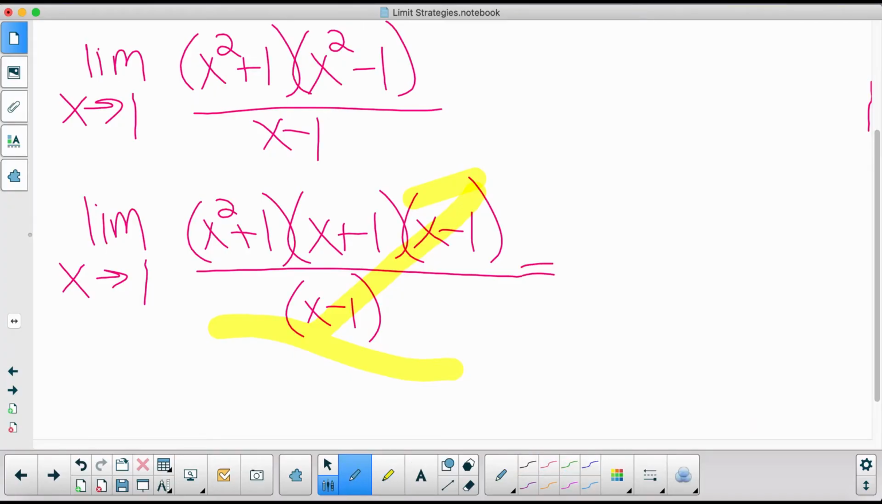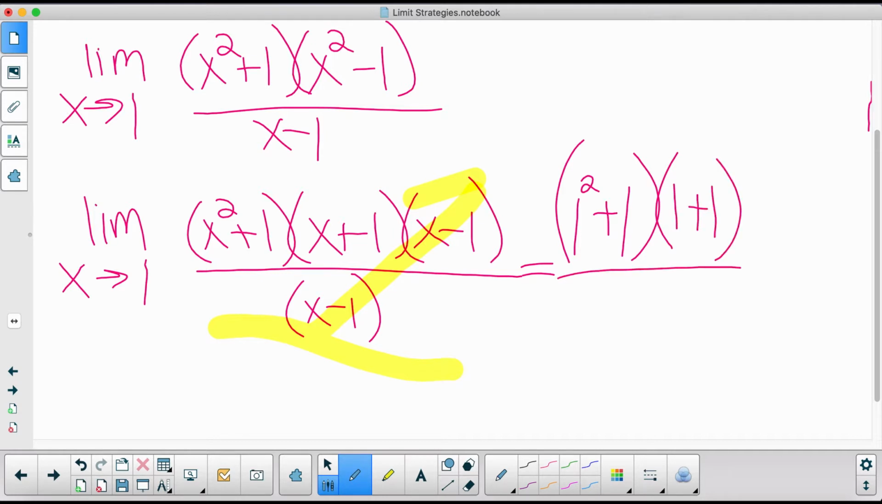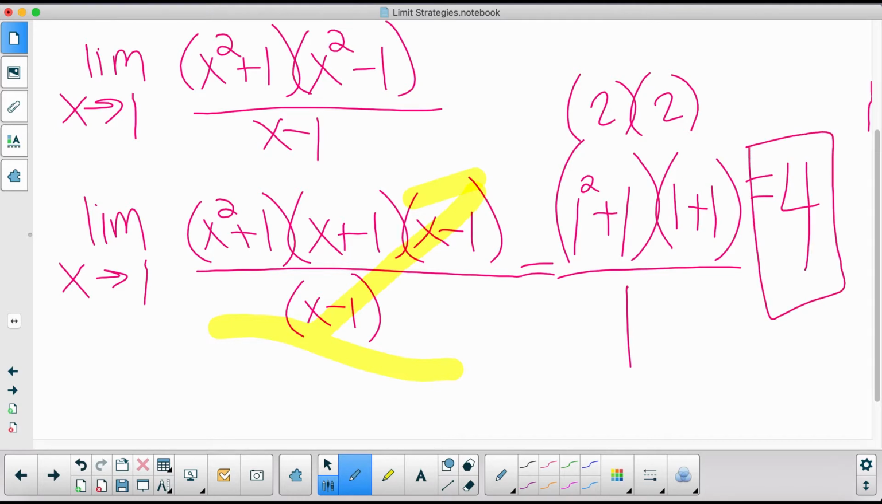So our x value is now (1 squared plus 1), keep those parentheses, times (1 plus 1), all over, well, nothing anymore because that dropped out, so we don't have to worry about that. Technically, it's over 1. All right, so now this guy is 2 times 2. So we get an answer of 4.